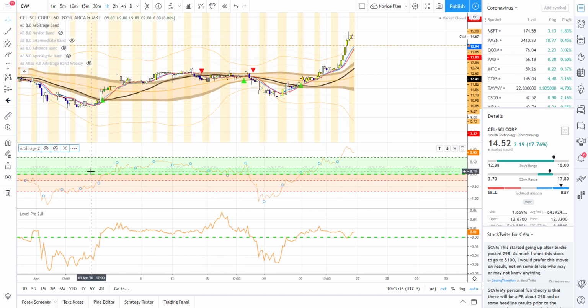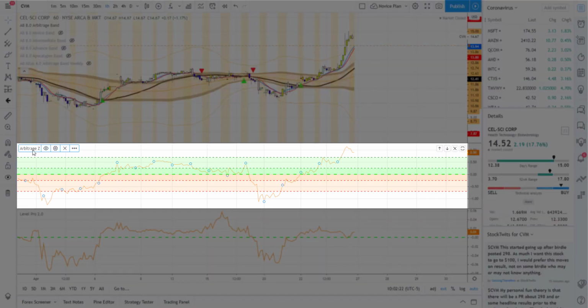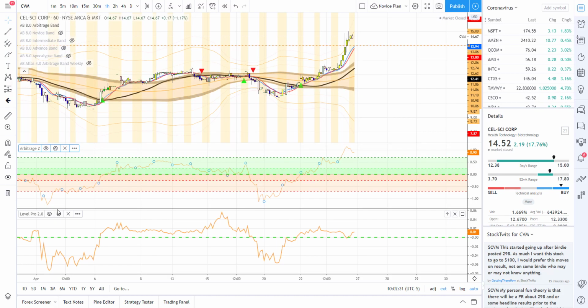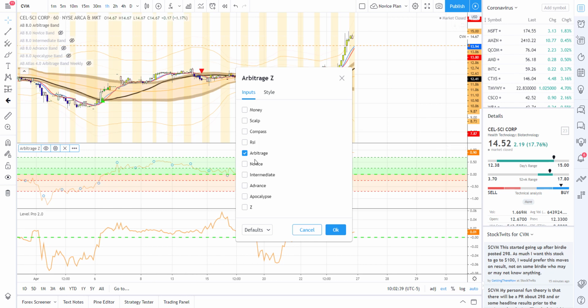As you can see here on the screen, we have CVM stock on the 1-hour chart. We are looking at Arbitrage Z, and we're also looking at Level Pro that you've seen in past videos. The reason I wanted to have Level Pro up at the same time is you'll notice that there's a very similar way that these move because these are set to follow. I'll show you the settings. They're following the arbitrage band.